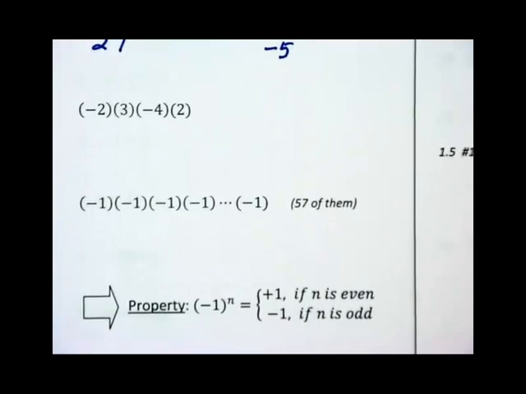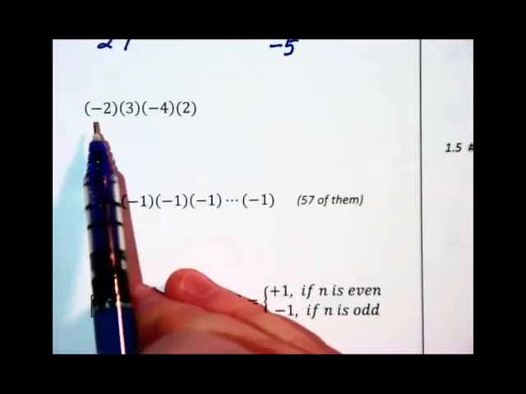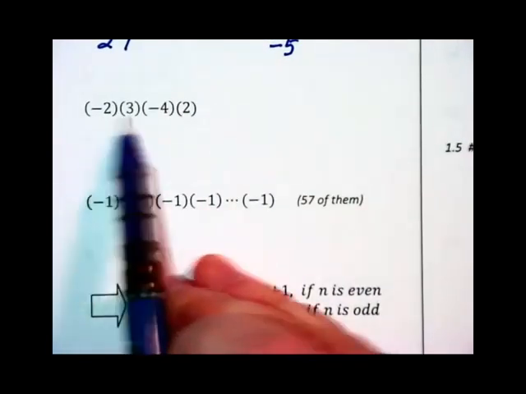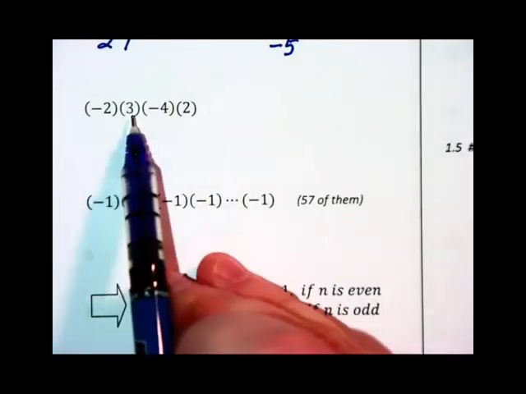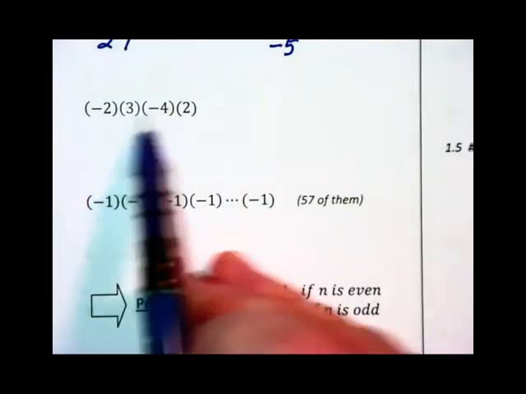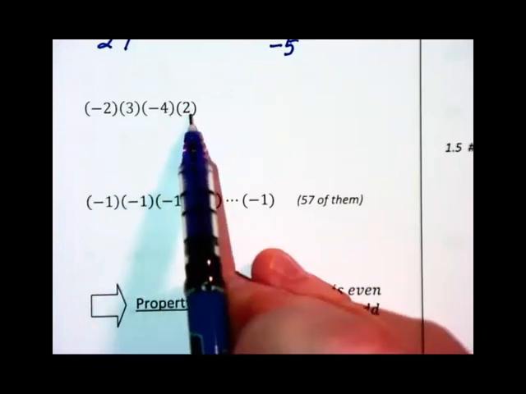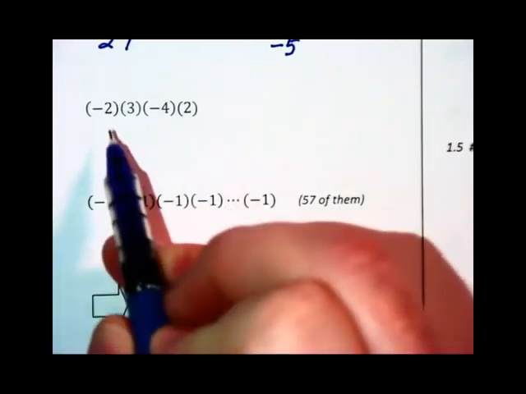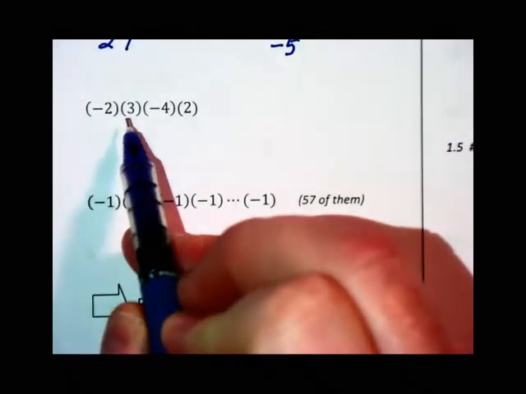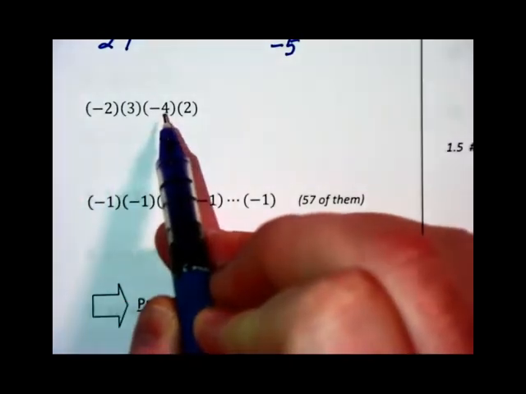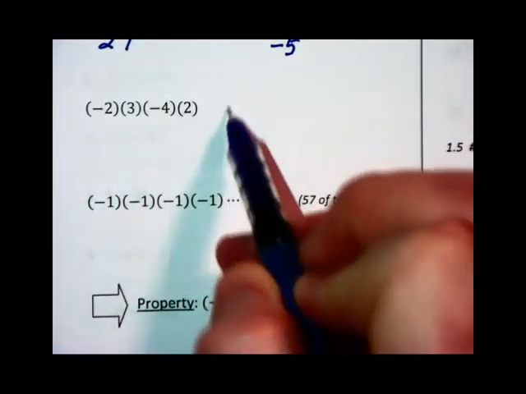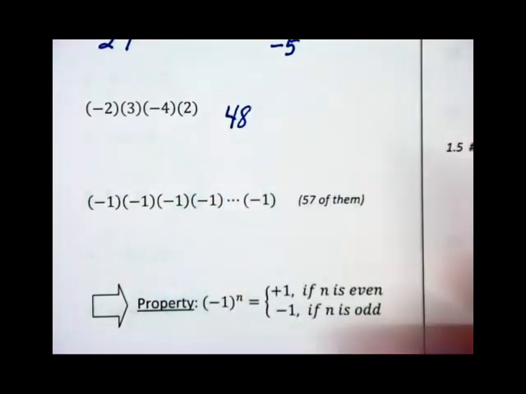When you are multiplying or dividing a string of numbers together, then you can just work from left to right. A negative times a positive is a negative. That negative times another negative makes a positive, times another positive makes positive. And then you just multiply the numbers together. 2 times 3 is 6, times 4 is 24, times 2 is 48.